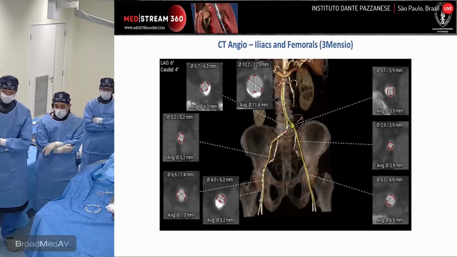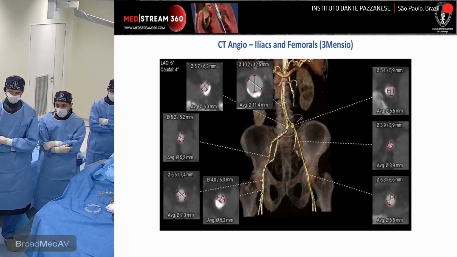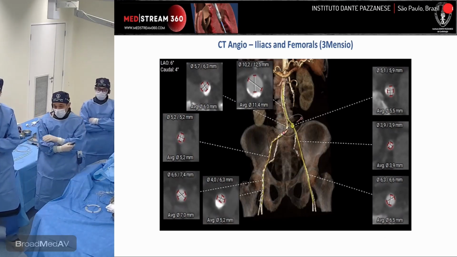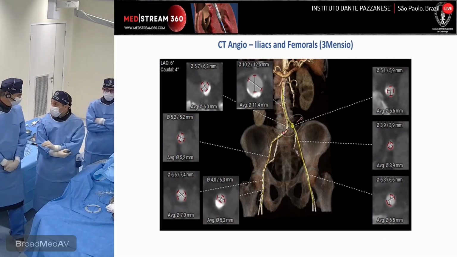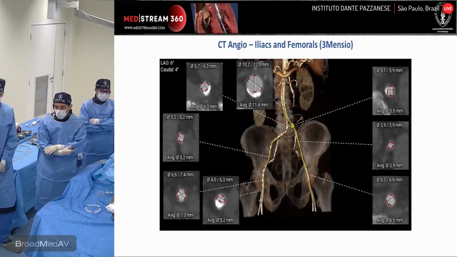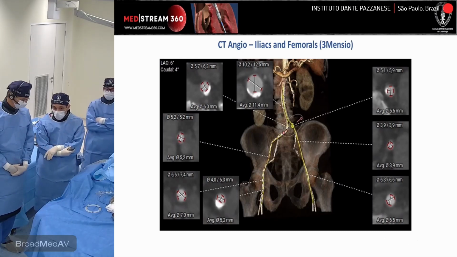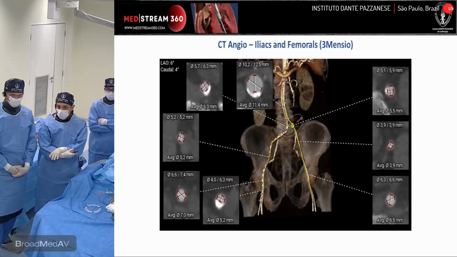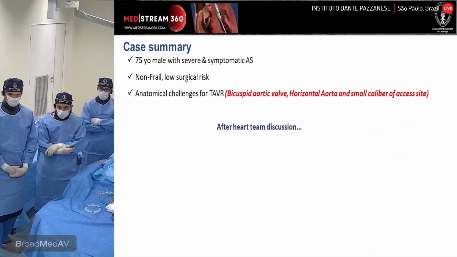And here we perform a CT reconstruction of the axis, the femoral and iliacs, and you can see that this patient has diffuse disease and with small diameters below 5.5 with some calcification. So I think that this is our major concern related to this case in terms of TAVR.